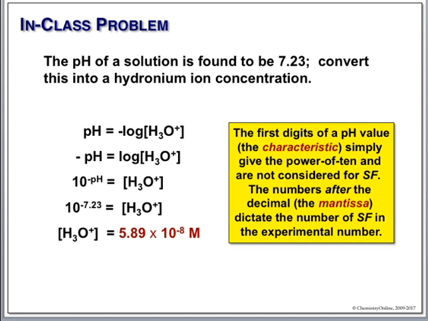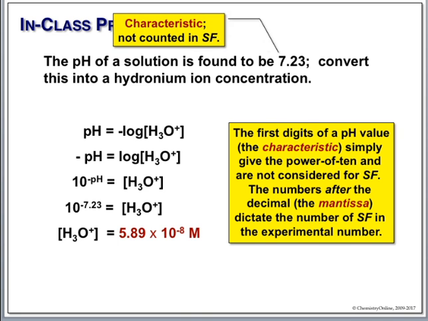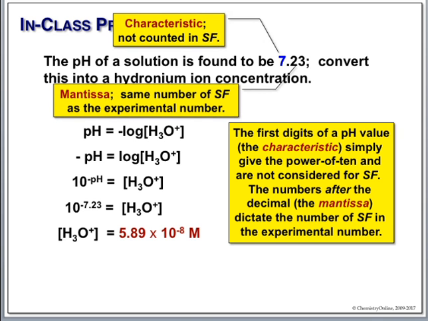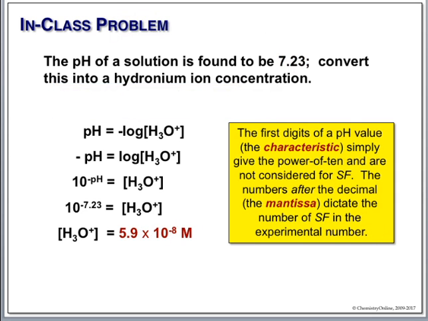A pH or a log value is made up of two parts, called the characteristic and the mantissa. Characteristic is the number in front. That's your power of 10. The mantissa describes how many significant figures you have in your number. So we have two. This is our characteristic. This is our mantissa. So we have two significant figures. So we would have to round this to 5.9.